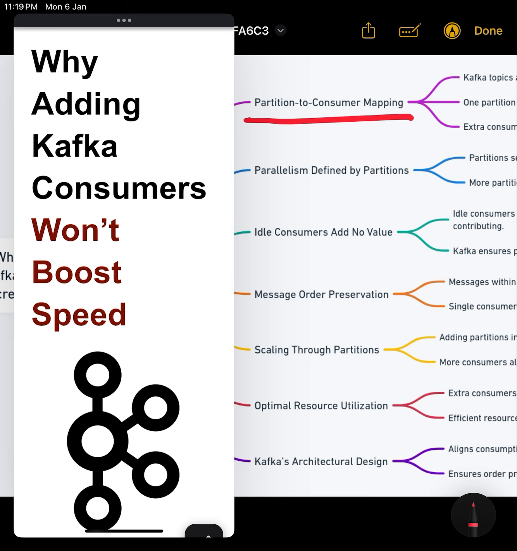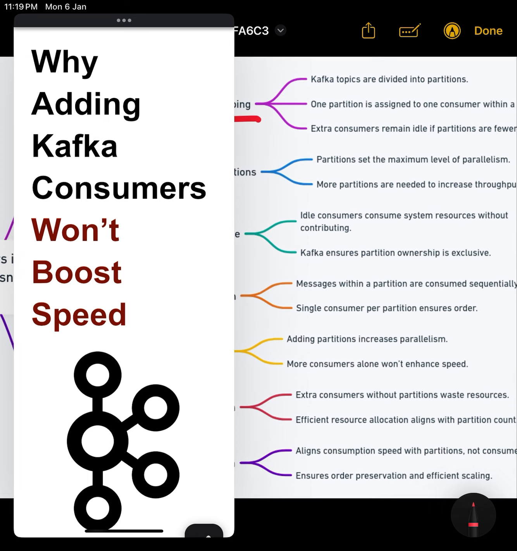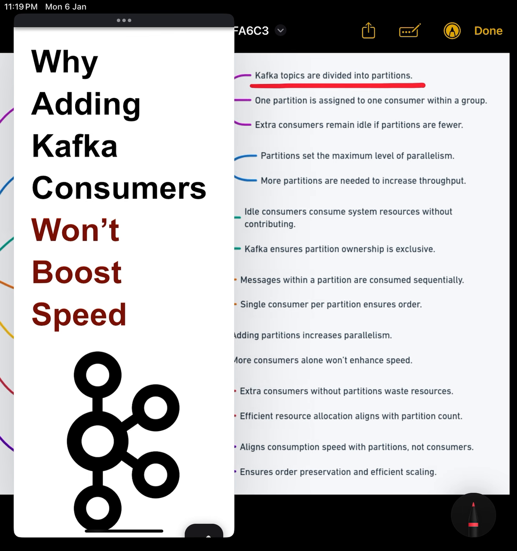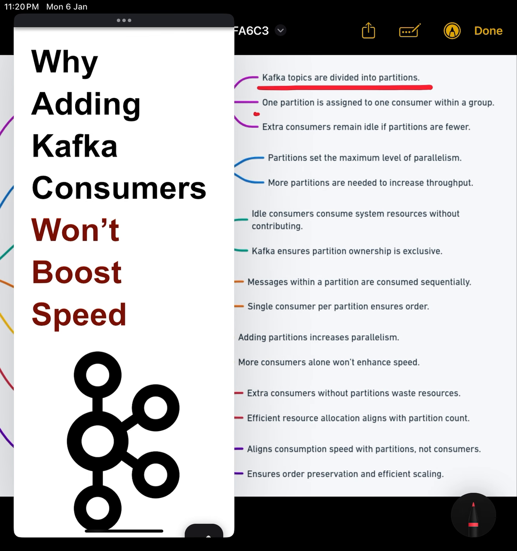1. Partition to consumer mapping. Kafka topics are divided into partitions, which are the smallest unit of parallelism in Kafka. Within a single consumer group, one partition is assigned to only one consumer at any given time. A consumer cannot process multiple partitions concurrently, but it can handle messages sequentially from the assigned partitions. If the number of consumers exceeds the number of partitions, the extra consumers will remain idle as there are no partitions left to assign.